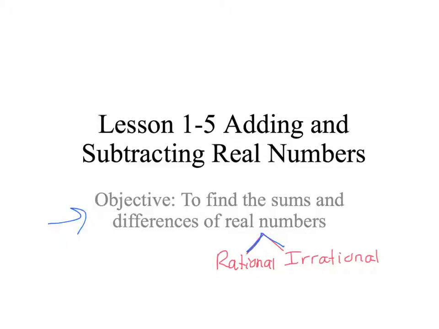Remember, real numbers, you can break them down into the rational numbers and the irrational numbers. These are the numbers that we're going to focus on with this. The rational numbers, those are the fractions, the decimals, the terminating ones, the repeating ones, and then the whole numbers and the integers.